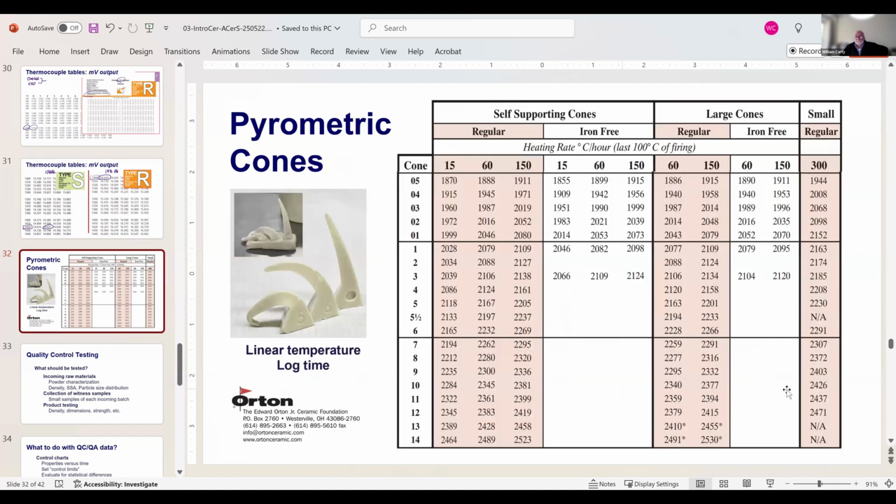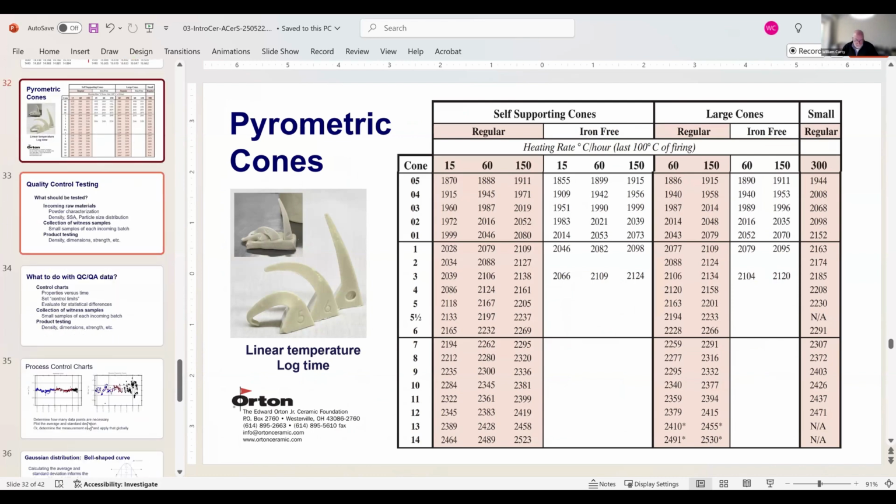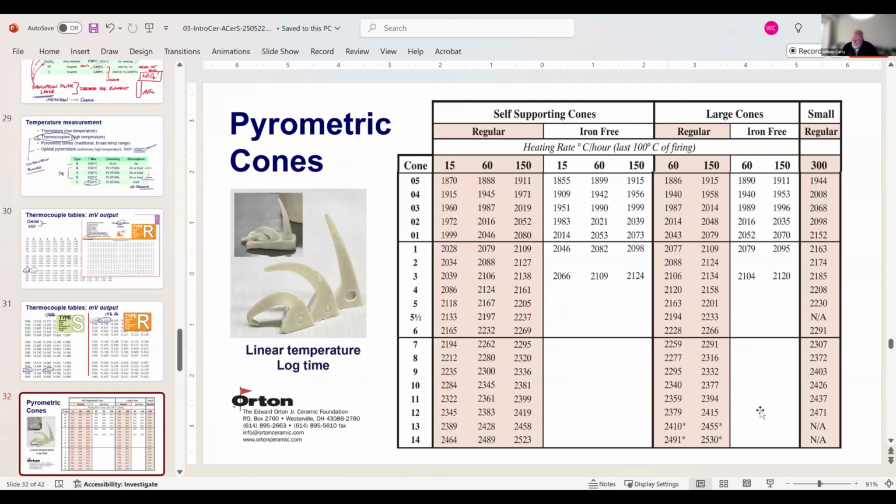Pyrometric cones. Pyrometric cones were developed by Hermann Seger in 1890. And they were a remarkable development. And unfortunately, this is the degree Fahrenheit chart. Doesn't make any difference. No, it is the degree Fahrenheit. It says degree C here, but these temperatures are in Fahrenheit.